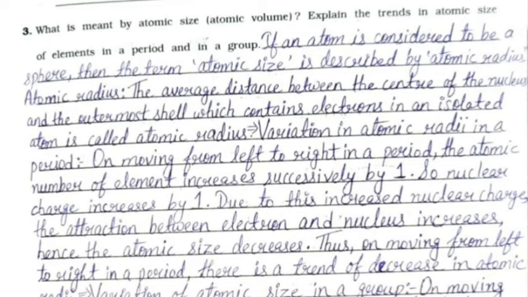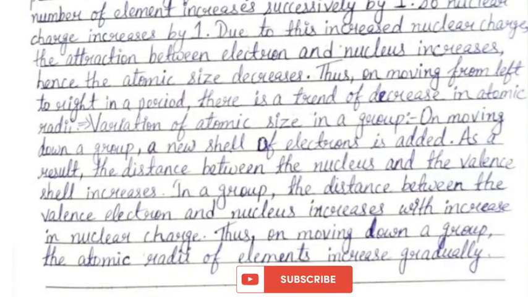Variation in atomic radii in a period: on moving from left to right in a period, the atomic number of the element increases successively by 1. So nuclear charge increases by 1. Due to this increased nuclear charge, the attraction between electrons and nucleus increases, hence the atomic size decreases. Thus, on moving from left to right in a period, there is a trend of decrease in atomic radii.